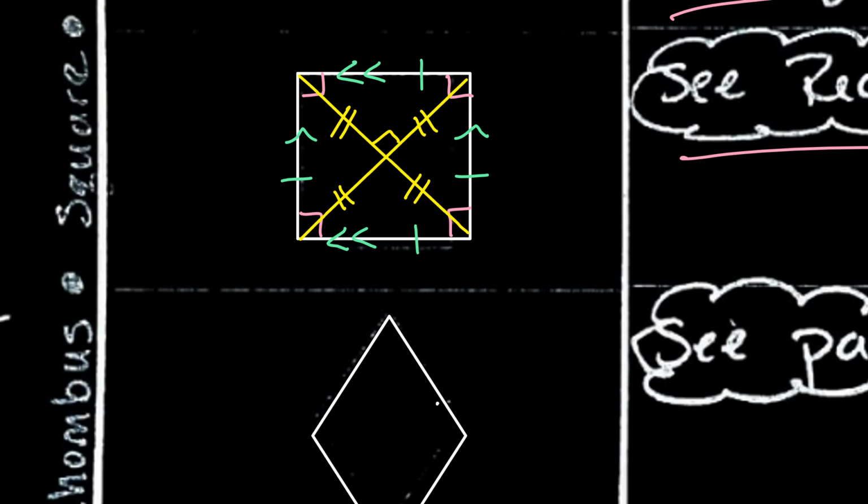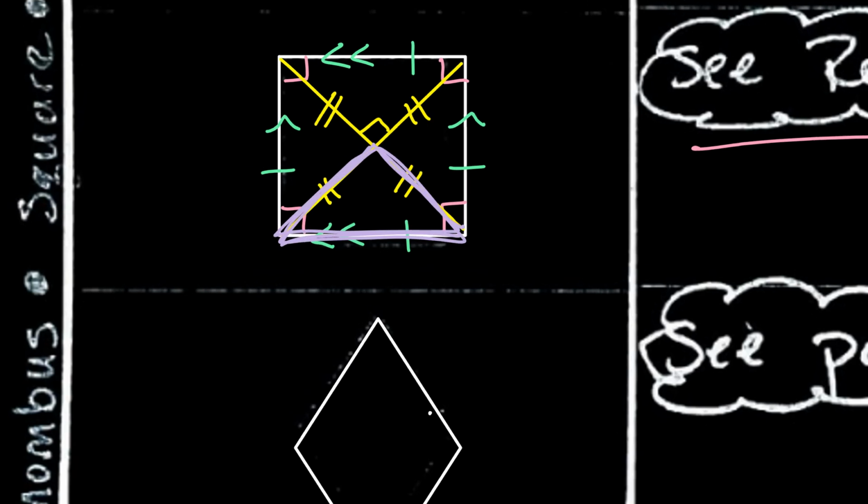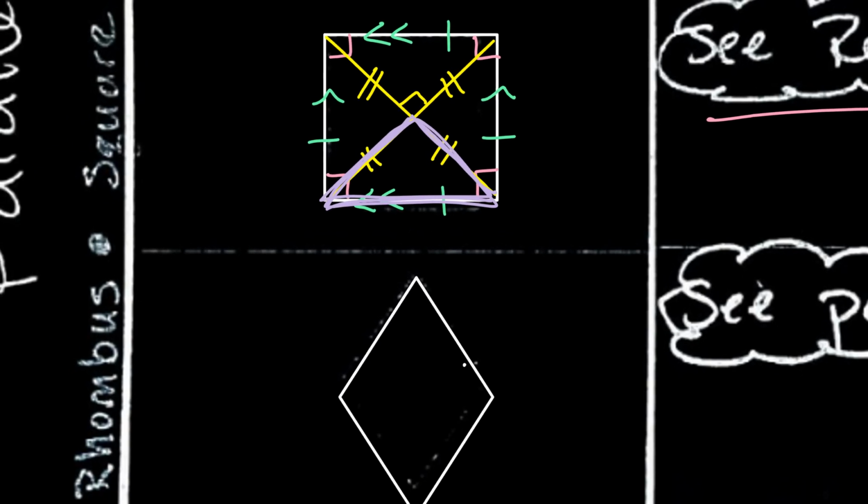It also has one more property that the diagonals do. What do you think? Yeah, each one creates a triangle. But look specifically, don't draw this, don't do what I'm doing right now. But look here, this light purple triangle. What type of triangle is that? Isosceles. Oh my gosh, it's isosceles.